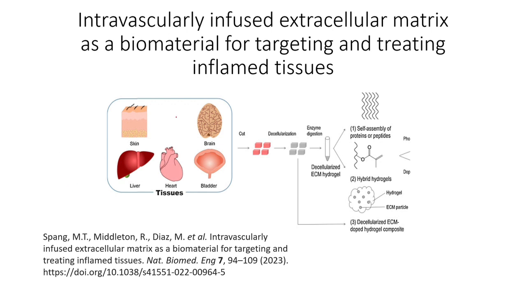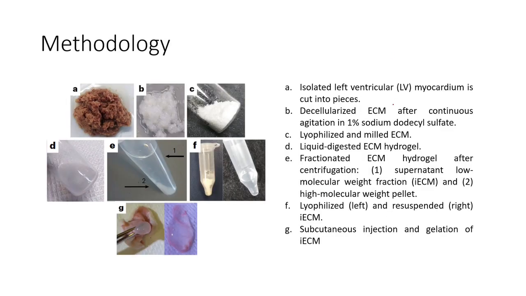So this is the process of using the decellularized ECM. Here what they have done is they'll take tissue, either skin tissue, liver, heart, bladder or brain tissue. They will cut it into pieces, pulverize it, decellularize it, and do enzyme digestion, and the final decellularized ECM that they obtain, they will fabricate into a hydrogel. So that is what they have done in this particular article. The methodology that they have followed is, here I have taken a myocardial tissue, which is a heart tissue.